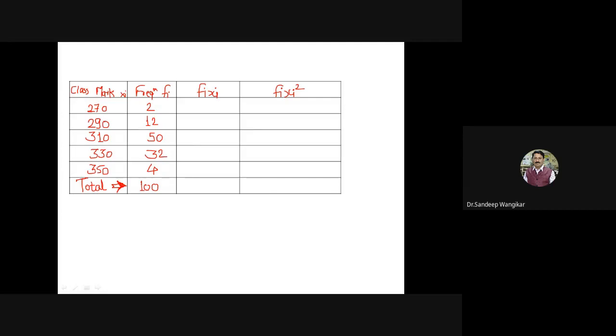Now let us proceed for calculation, friends. Summation fi xi and summation fi xi square. So fi into xi: 270 into 2. So I will substitute the value, 540. Now we have to calculate further values, so we will move fast. The second, 290 into 12.